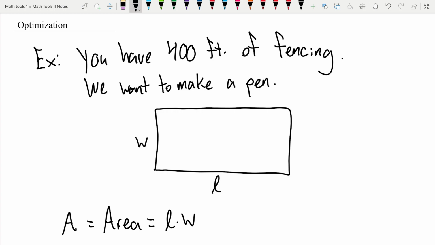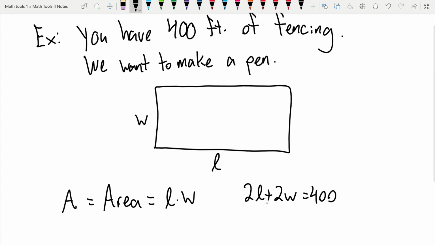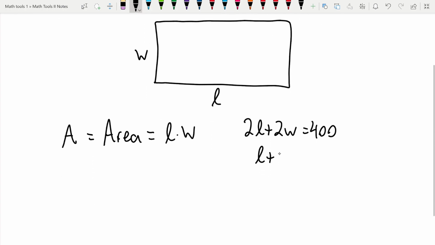Luckily, we have some more information, which is that we have 400 feet of fencing. So in other words, the perimeter of this rectangle is going to be 400 feet. That means that 2L plus 2W is equal to 400. Then we can divide across by 2 to get L plus W equals 200. So what we can do here is solve for one of these variables in the second equation, and then sub it into the area equation, and that'll give us an equation for area which only uses one variable. It doesn't matter which one we replace here.